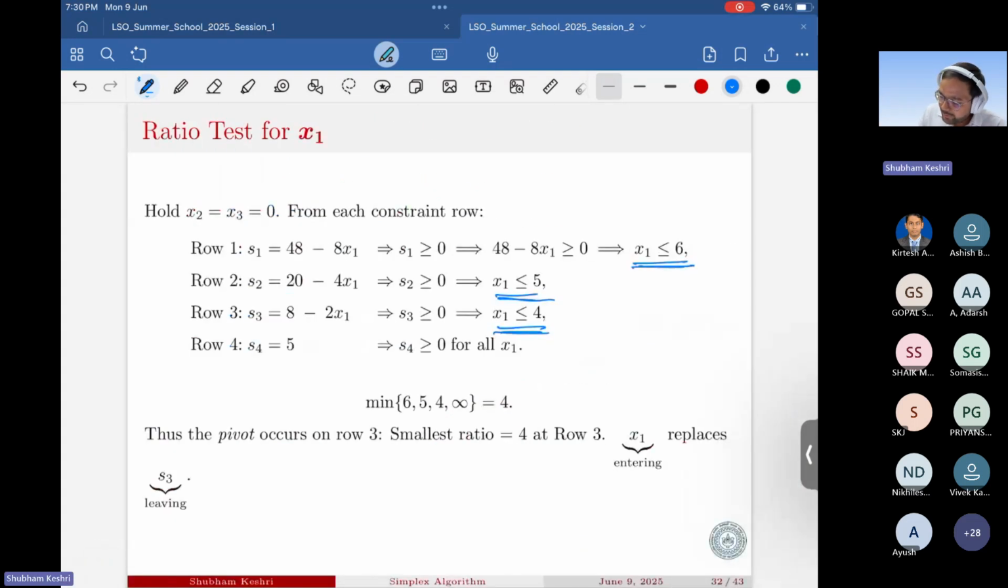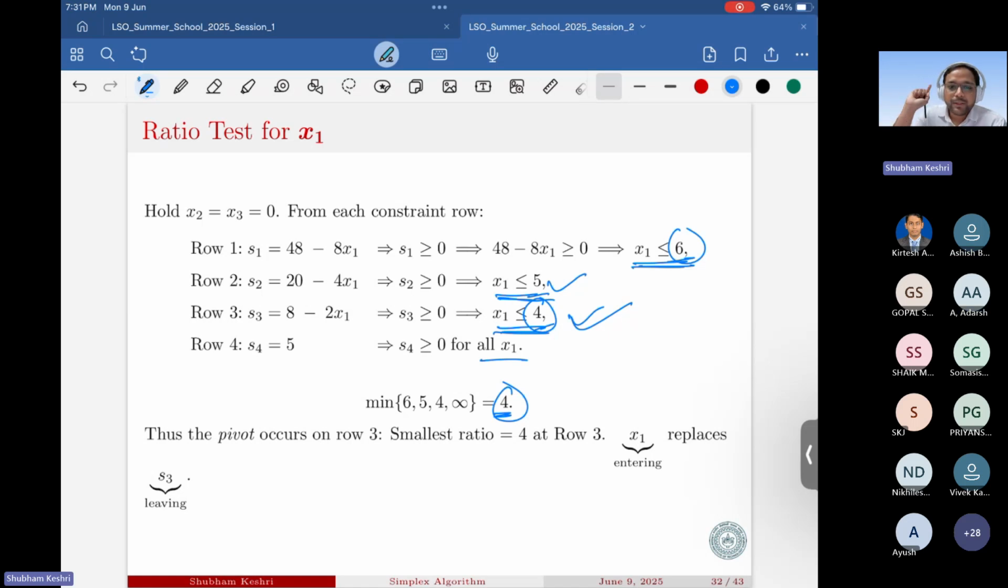So we have 6, 5, and 4. We should take the minimum, because if we take 6, it will violate this constraint and this constraint. If we take 5, it will violate this constraint. So we take the minimum of 6, 5, 4, infinity. Why infinity? Because in row 4, x1 can take any value. So we take 4. We can increase x1 to at most 4. We cannot go beyond 4. Is that all right?